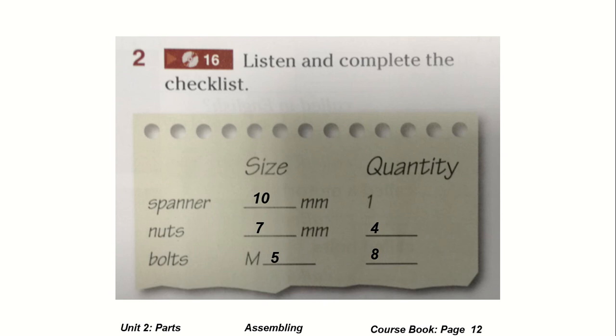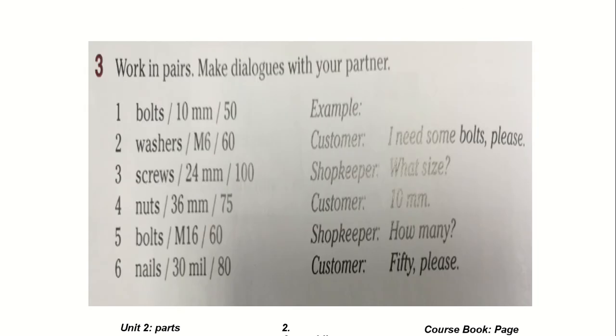Good. Now let's move to the next exercise, and it's based on the exercise we just finished. Okay, now what we need to do is to make dialogues. Of course you don't have a partner, but you try to make the dialogue, and this is the example here. Customer الزبون and the shopkeeper صاحب المحل.